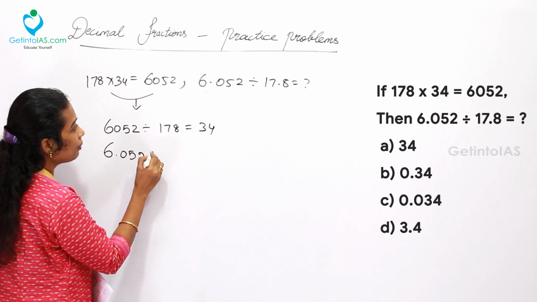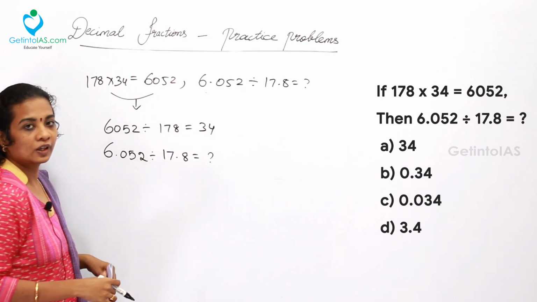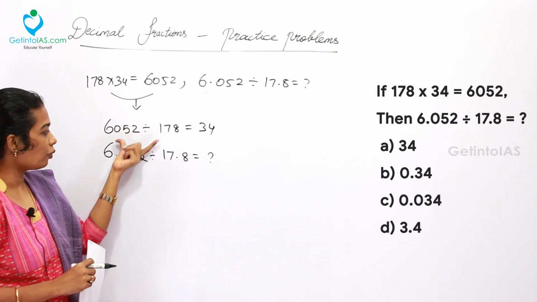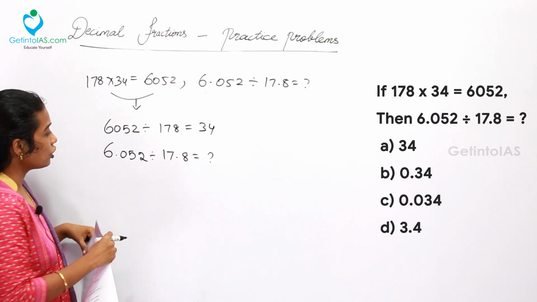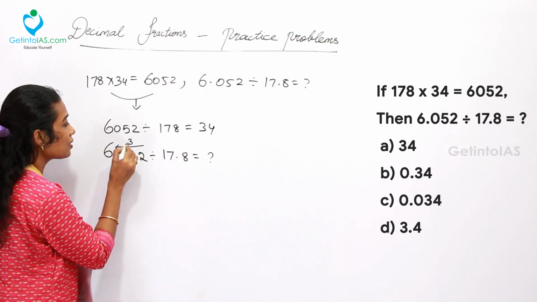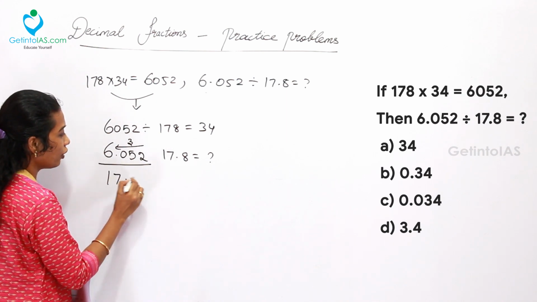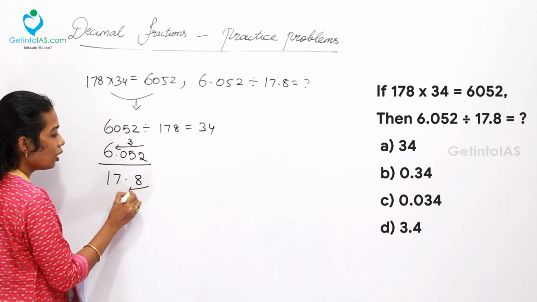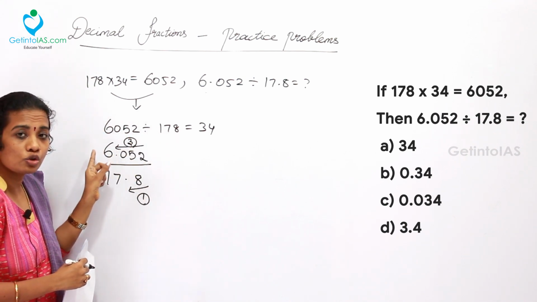6.052 divided by 17.8, which is equal to what? This is a little advanced. Here both the values don't have any decimal point. Here the numerator is shifted by 3 places, and the denominator, simply I am writing like this, 17.8. This is the denominator. The denominator moved by 1 digit. The numerator moved by 3 places to the left.